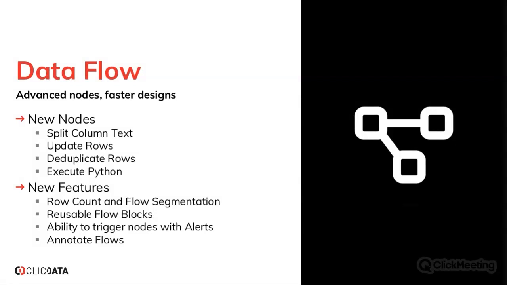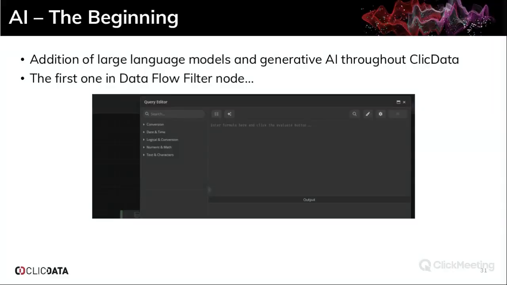We're looking at reusable flow blocks, blocks of nodes that you'd like to reuse in other data flows or repeat within the same data flow, and the ability to trigger nodes with alerts and annotations, drawing boxes around a group of nodes and putting a little text to say, this set of operations does this, this, and this. It's kind of like a comment, an annotation really, of your data flow.